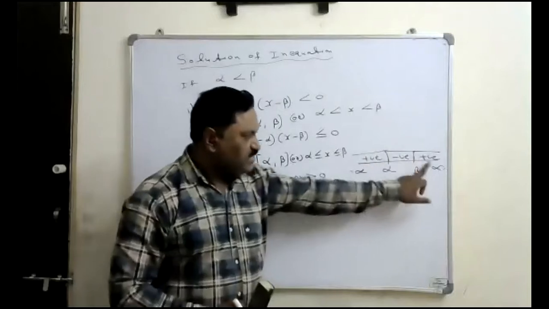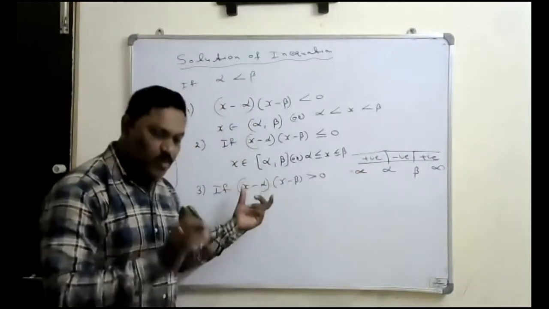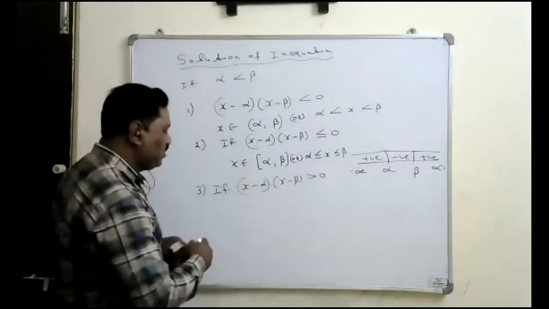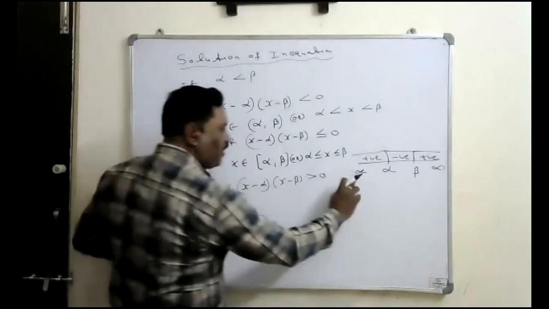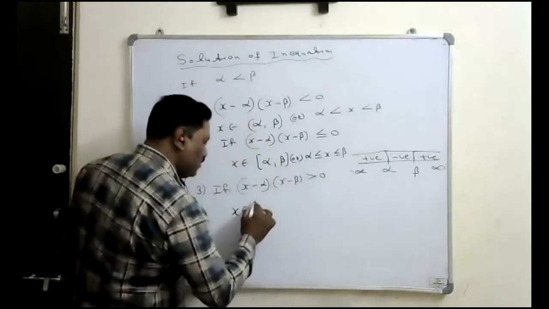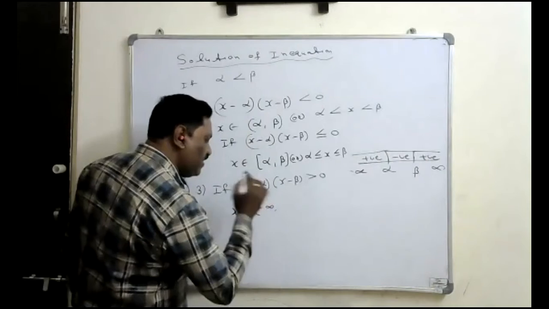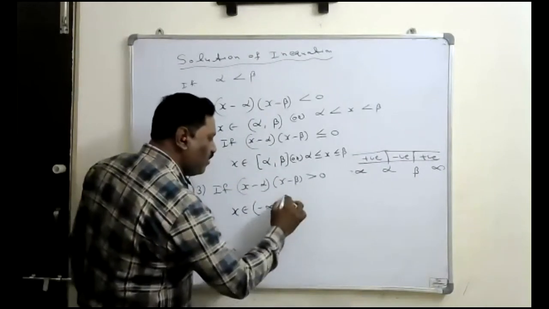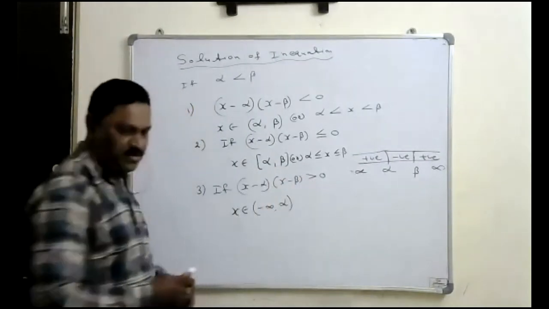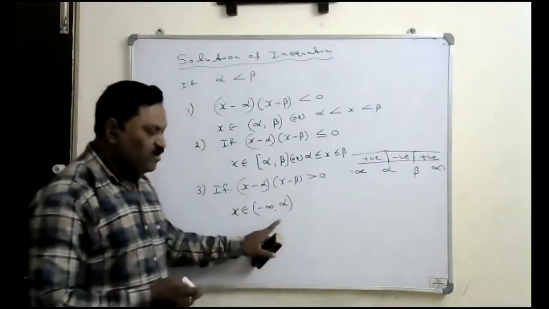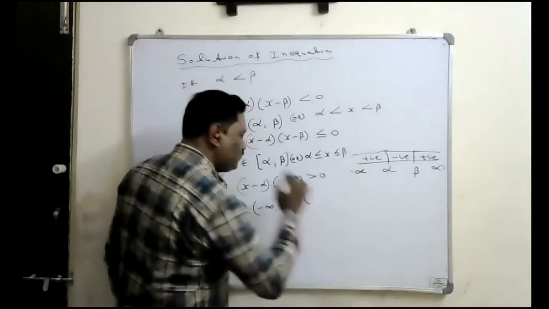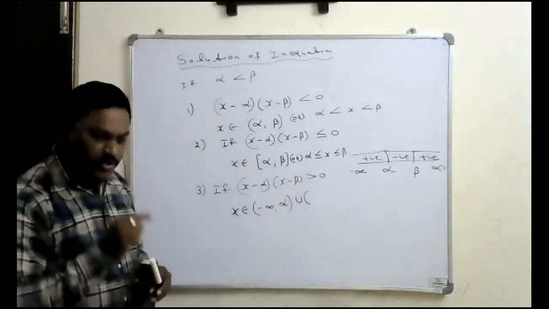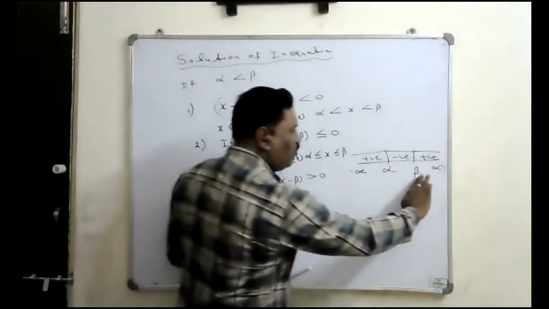So in these two cases, we are getting that the product is positive. Therefore, this interval we have to write like this: x belongs to minus infinity to alpha. At minus infinity or plus infinity, always keep the open bracket, and alpha also open because equality is not there. Okay, this is one interval. Or means union. Or we can take more than beta.